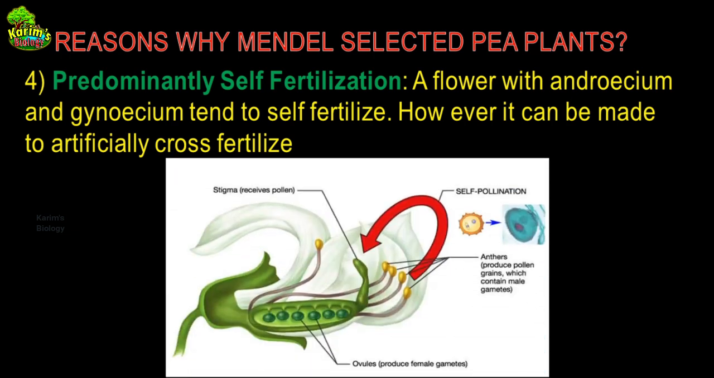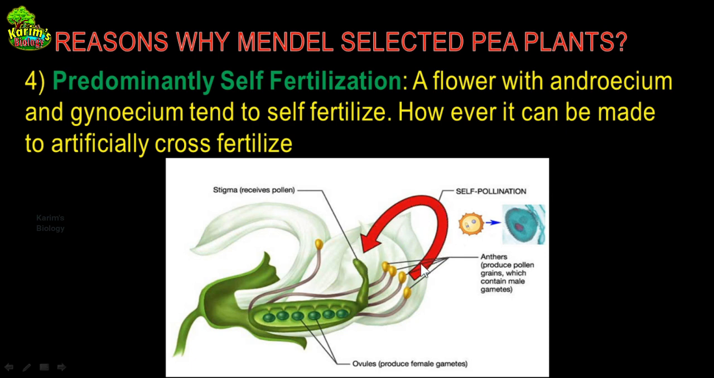Okay, predominantly self-fertilization means these plants have bisexual flowers. When they have bisexual flowers, they can predominantly self-fertilize. I think that you know the meaning of self-fertilization: when the pollen grains of the anther reach the stigma of the same flower. Okay, look at this picture. It explains self-fertilization or self-pollination. The pollen grains from the anther reach the stigma of the same plant.